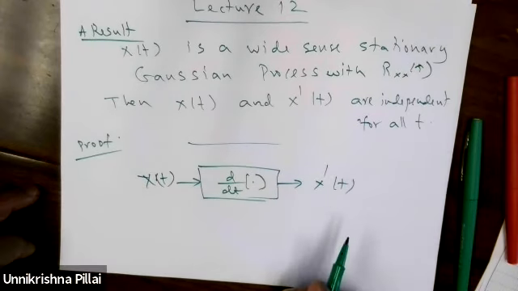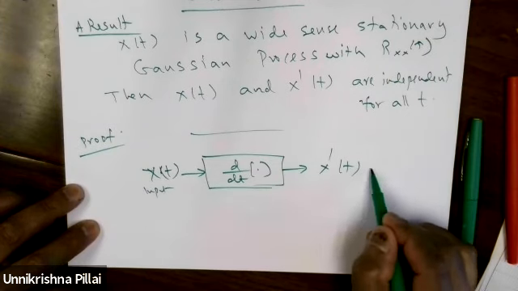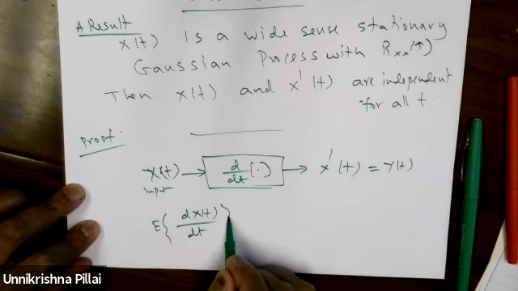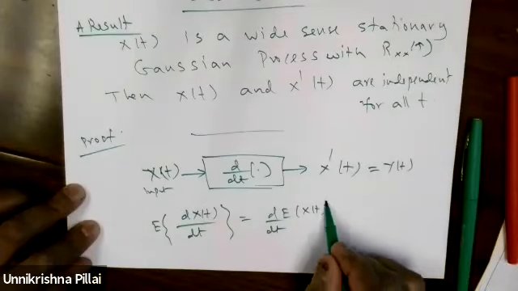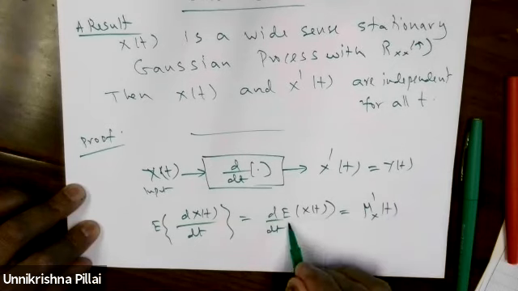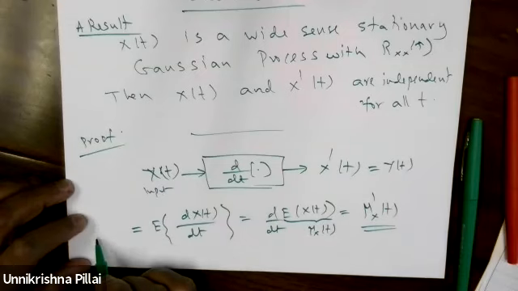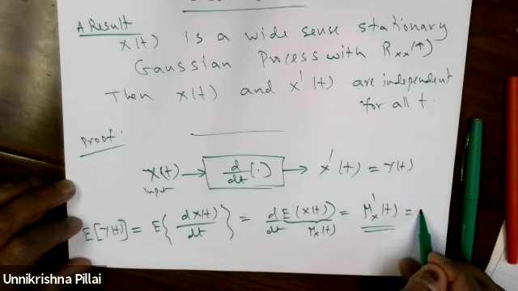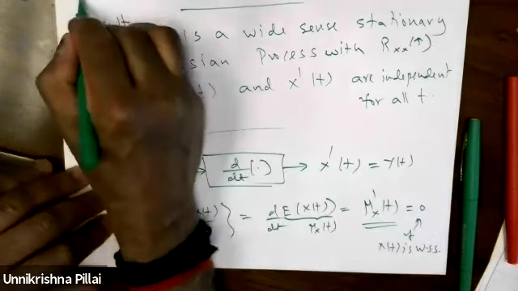This X of t is a general X of t. So X of t is the input, and this is the output Y of t. It's a derivative. The expected value of the derivative is the derivative of the expected value, so that's going to be mu X prime of t. This is mu X of t. If mu is a constant, as in a wide sense stationary process, the derivative of the mean is zero. Remember, the output is just the derivative. So this is zero if X of t is wide sense stationary. I am doing a general case, not necessarily Gaussian, so we'll come to that later.